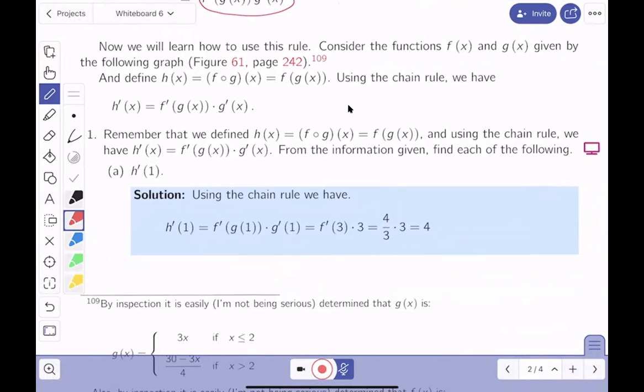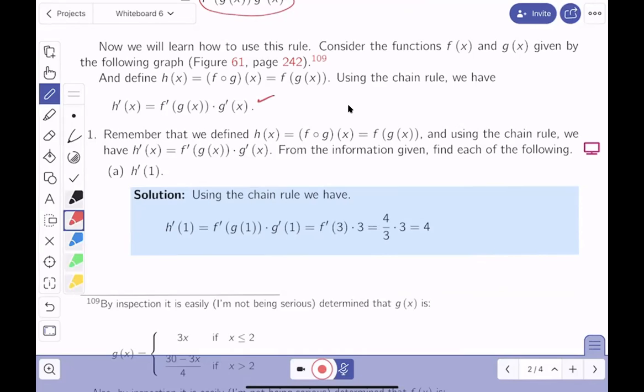It says, now we will learn how to use the rule. Now presenting you with the rule doesn't mean you know how to use the rule, but we presented the rule to you. Consider the function f of x and g of x given by the following graph and define h of x equal f of g of x. Well, I think we've done that before. We've already done that. And we know the derivative looks like this over here.